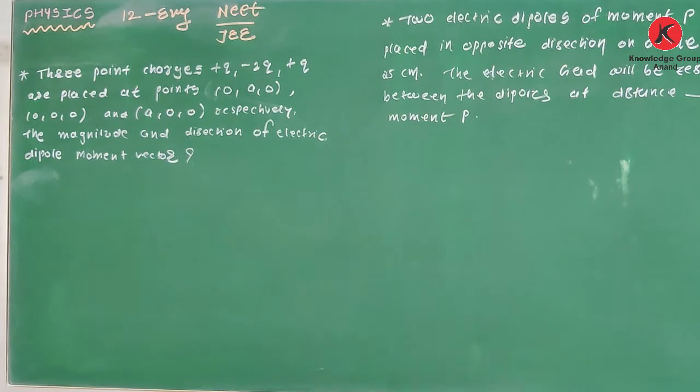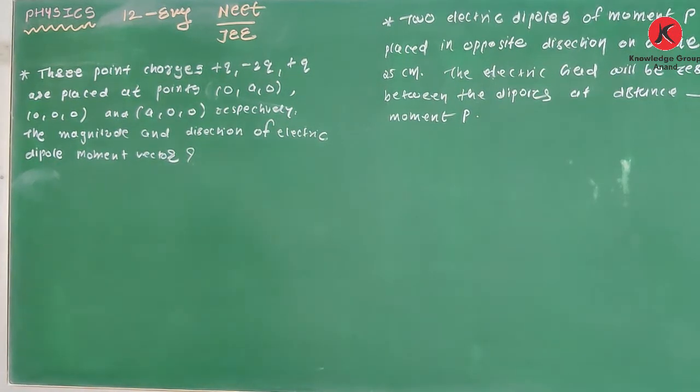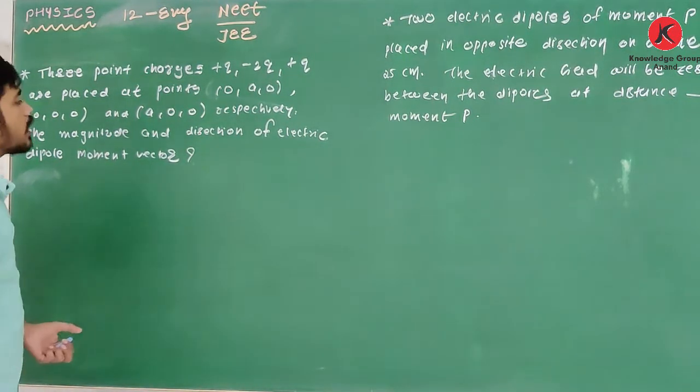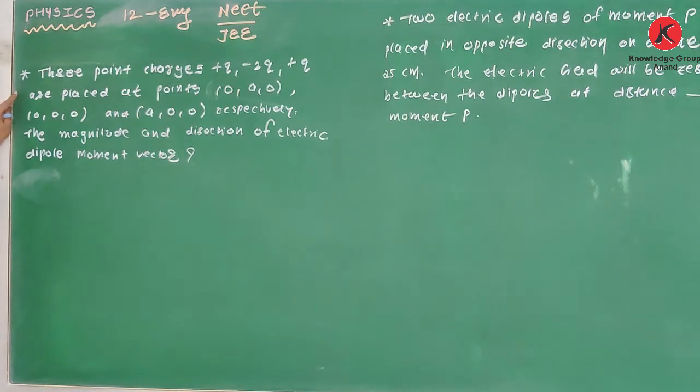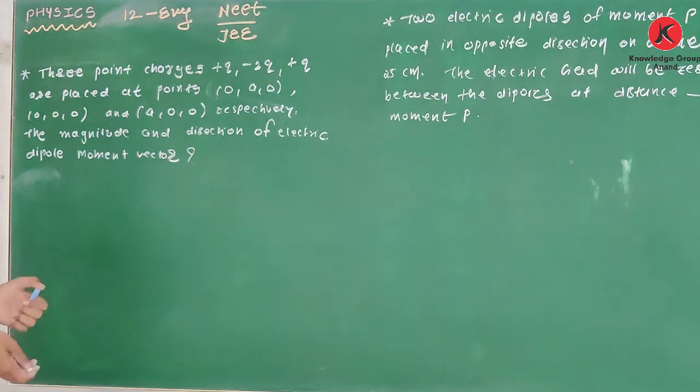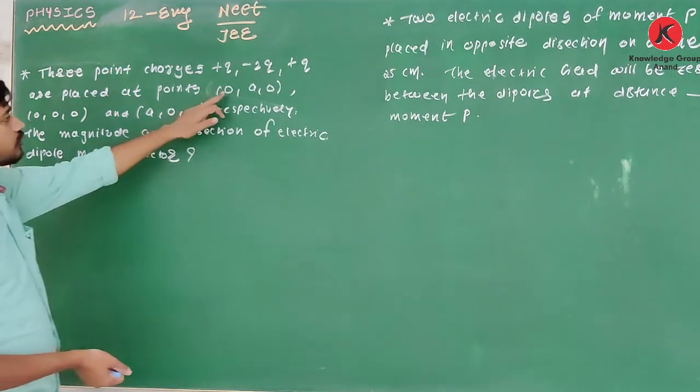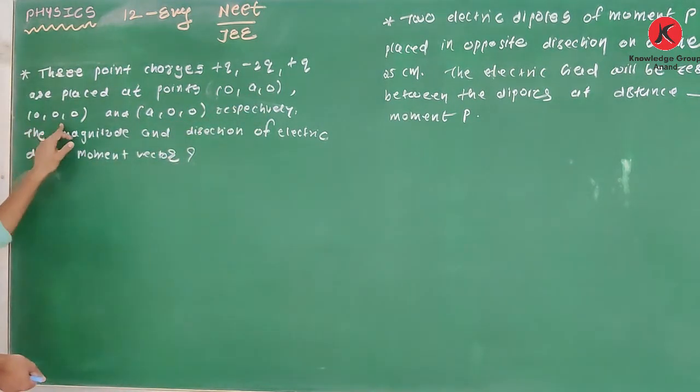See, next question. 3 point charges plus Q, minus 2Q and plus Q are placed at points 0, A, 0, 0, 0, 0 and A, 0, 0 respectively. The magnitude and direction of electric dipole moment vector is. See, first one is at 0, A, 0, second one is at 0, 0, 0 and third one is A, 0, 0. Means they are like this.